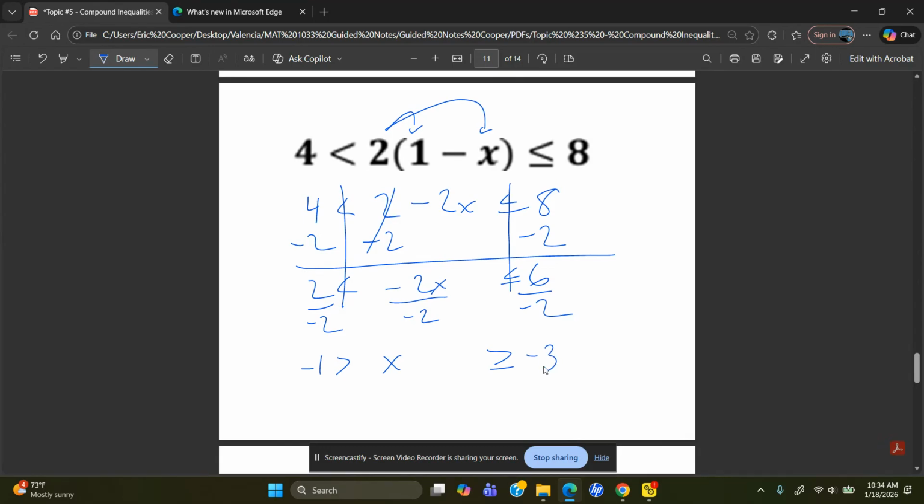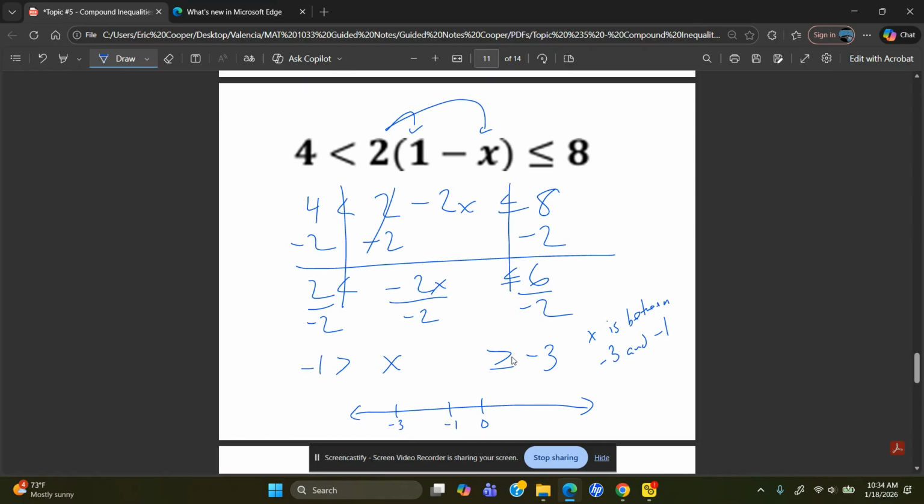And really, all that's going to do is just make sure that we graph it correctly. It still says x is between, but now it's x is between -3 and -1, because we always want the smaller number on the left. So as I go to graph it, here's -1, here's -3.